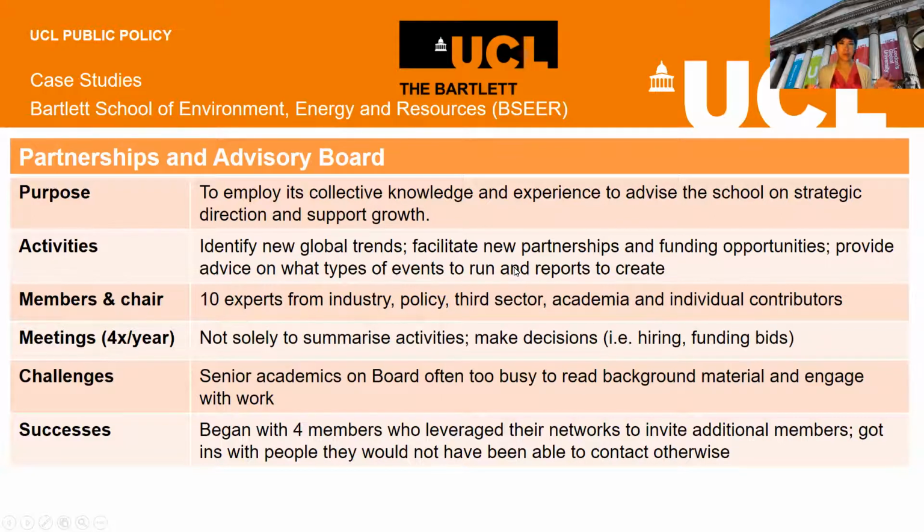Because it's a pretty broad purpose, they're looking for strategic direction advice. They've got 10 experts from industry, policy, third sector, and academia, so a really broad coverage. They meet 4 times a year, so pretty much once a quarter. That's quite frequent. The average is probably 2 meetings a year. It's difficult sometimes with senior people to organize and get everyone together, so 2 times a year is more common.